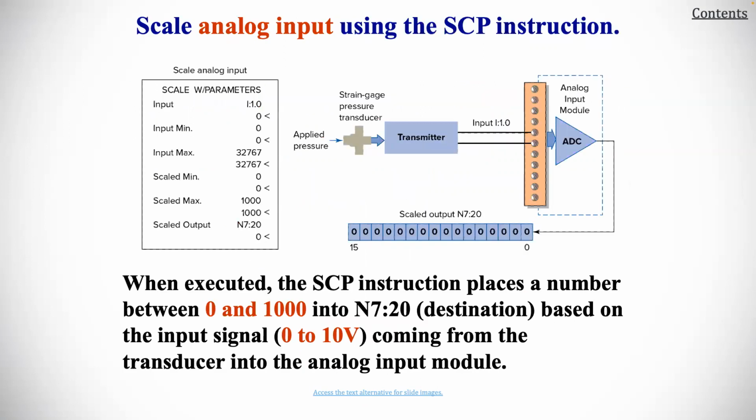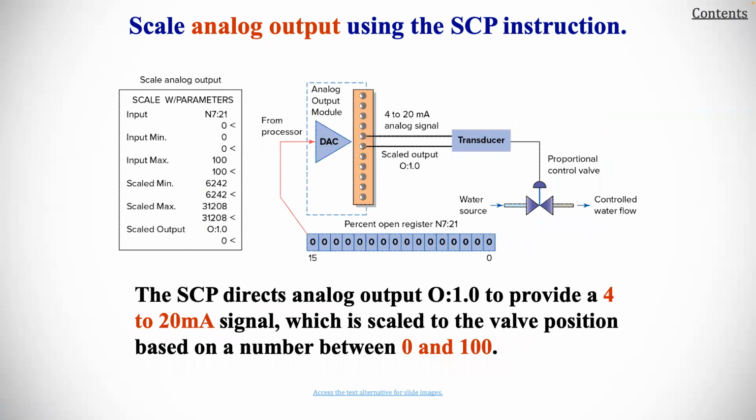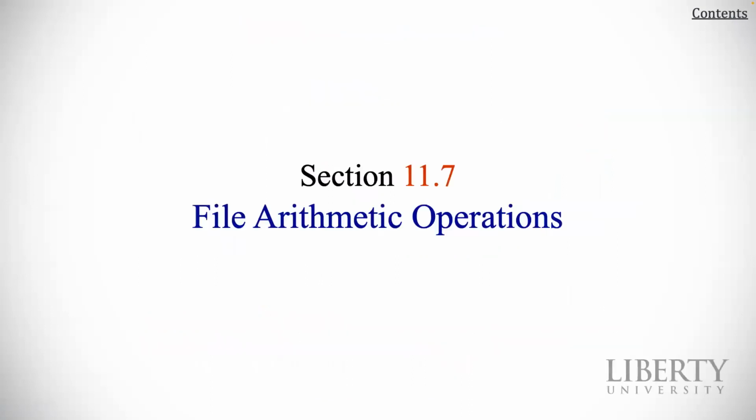Scale analog input uses the SCP instruction. When executed, the SCP instruction places a number between 0 and 1,000 into the destination based on the input signal coming from the transducer into the analog input module. So, scale analog output using the SCP instruction. The SCP directs the analog output to provide a 4 to 20 milliamp signal, which is scaled to the valve position based on a number between 0 and 100. So that is another scaling type of operation.